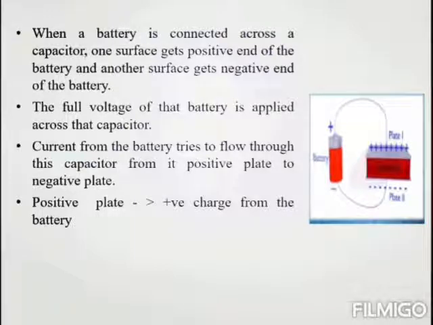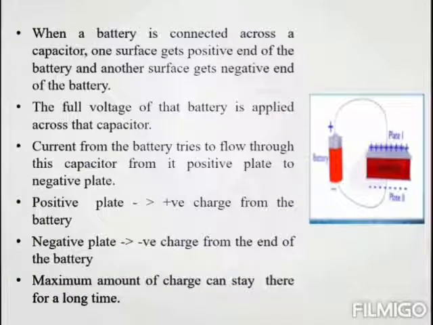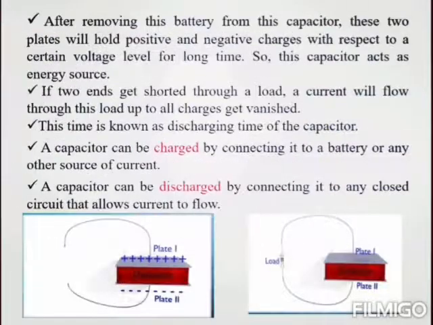The positive plate will accumulate positive charge from the battery. The negative plate will accumulate negative charge from the negative end of the battery. In this situation, the maximum amount of charge can stay there for a long time. Suppose after removing the battery from the capacitor, these two plates will hold positive and negative charges with respect to a certain voltage level for a long time. So, this capacitor acts as an energy source.